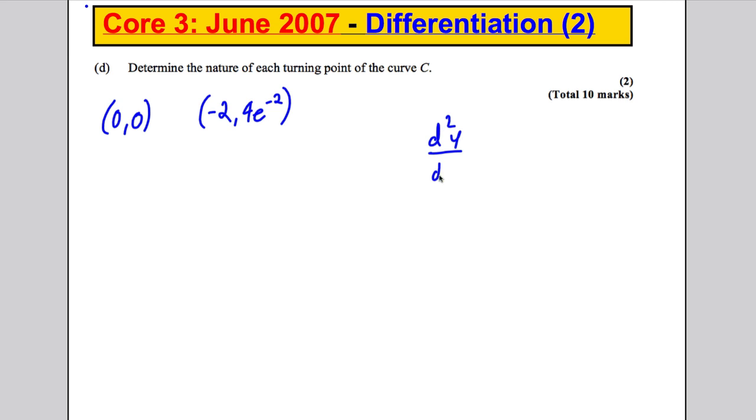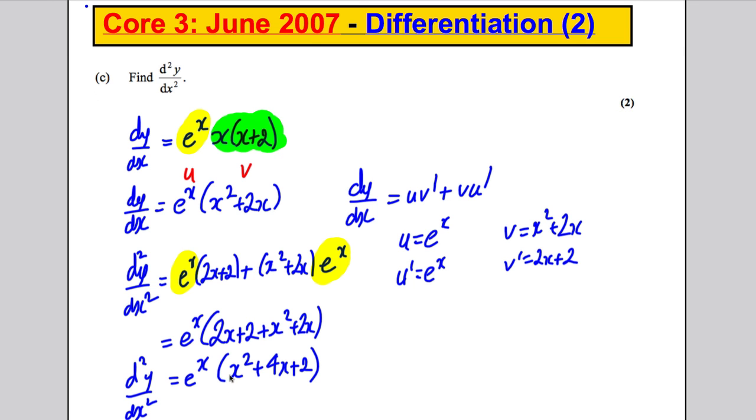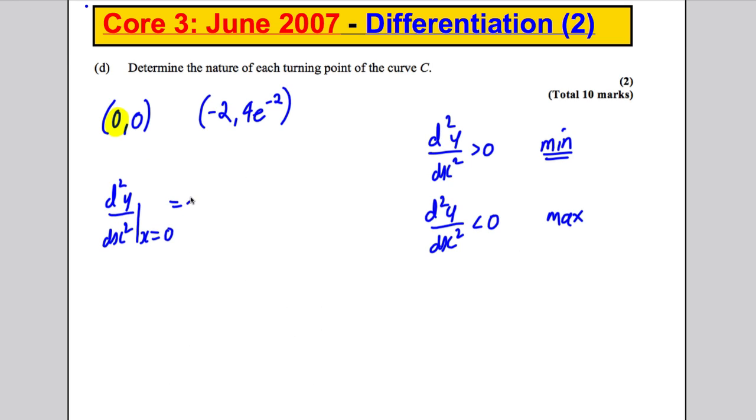If d2y by dx squared is bigger than 0, you have a minimum. And if d2y by dx squared is less than 0, you have a maximum. So d2y by dx squared, when x is equal to 0 for this first one here, what does that turn out to be equal to? Well, it turns out to be e to the 0, multiplied by 2, which just gives me the answer 2. Therefore, it's a minimum because it's a positive number.